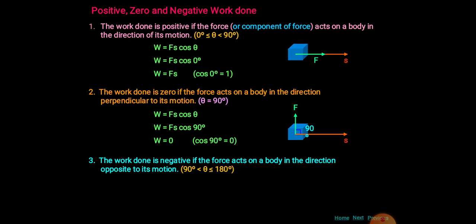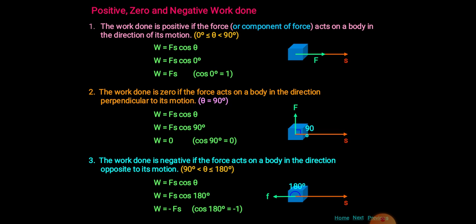Now let us try to understand when the work done is negative. Theta lies between 90 degrees to 180 degrees. Let us try to understand this diagram. Here you will see F and S are in opposite directions. So we have taken theta as 180 degrees. W is equal to F into S into cos theta. Theta is 180 degrees, and cos 180 degrees is minus 1. So you get W is equal to minus F S. So work done is negative in this case.